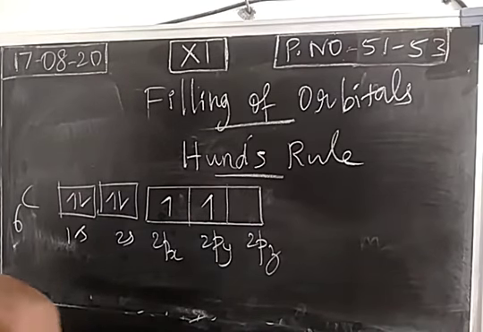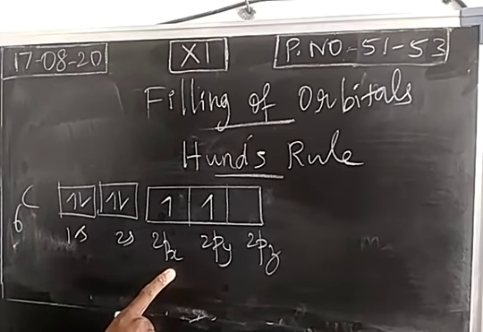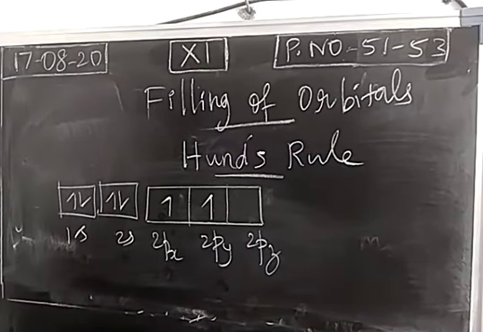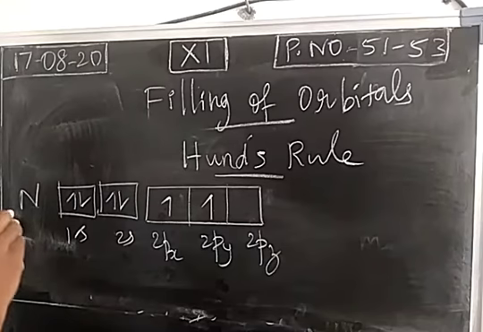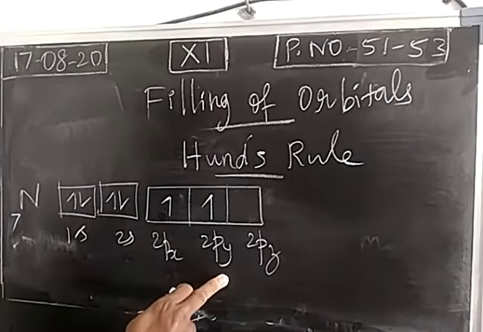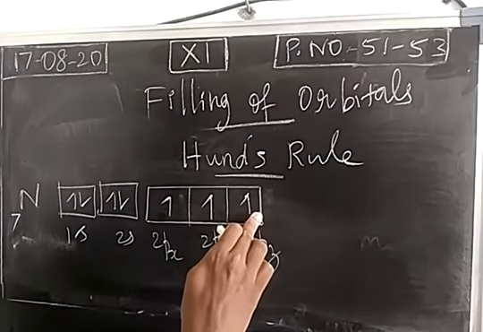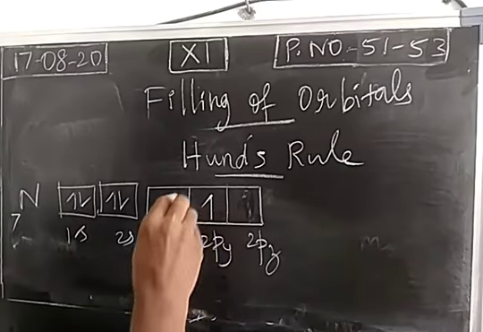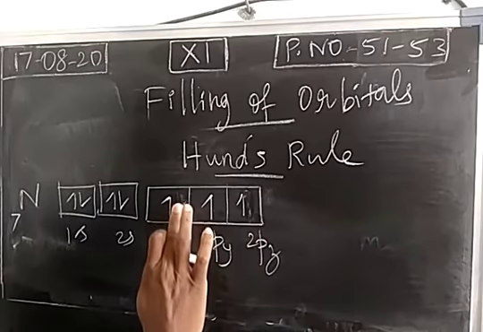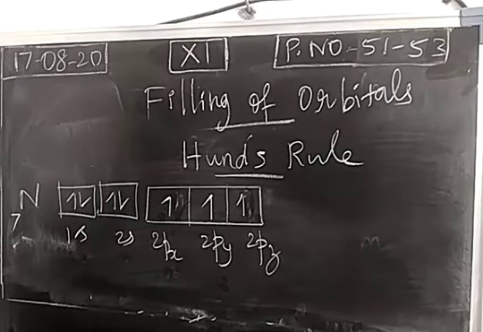Carbon electronic configuration 1s2, 2s2, 2px1, 2py1, not 2px2. Okay, don't write it as 2px2, write 2px1, 2py1. In the same way, nitrogen, atomic number 7, 1s2, 2s2, 2px1, 2py1, 2pz1. 5th electron, 6th electron, 7th electron. So this is the correct order. This is not the correct order, right? First electron singly occupies the degenerate orbital. Then pairing takes place because pairing needs energy.